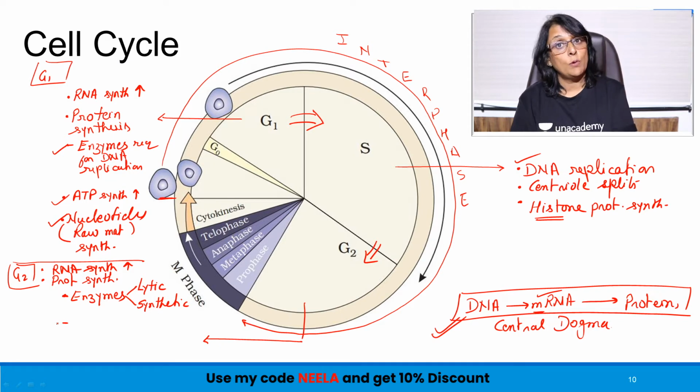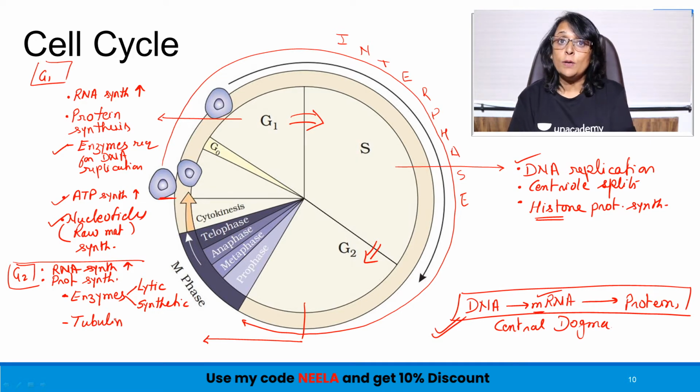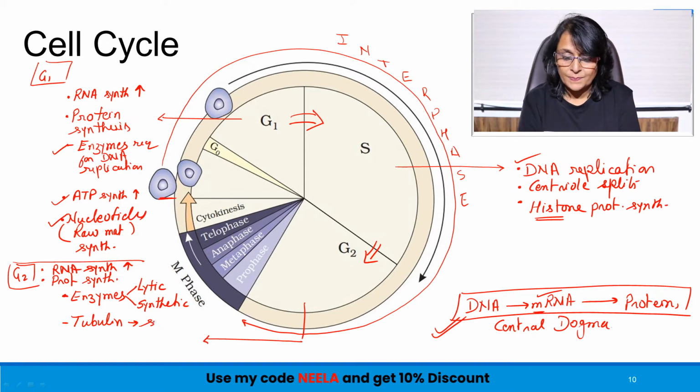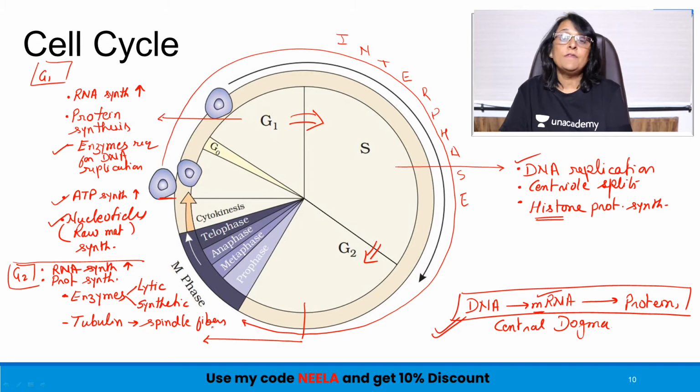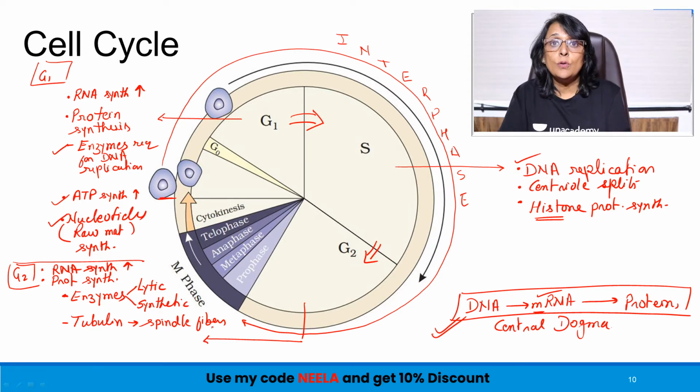Then one more protein is required, which is tubulin protein. Tubulin protein is required to make spindle fibers. So spindle fibers are made up of tubulin proteins. And when I say that the chromosomes have to be moved, how are they going to move? They are pulled by these spindle fibers. And that spindle fiber is made up of tubulin, so we need that protein also.